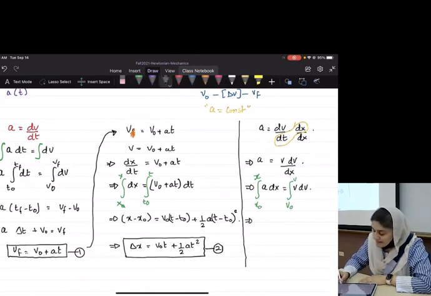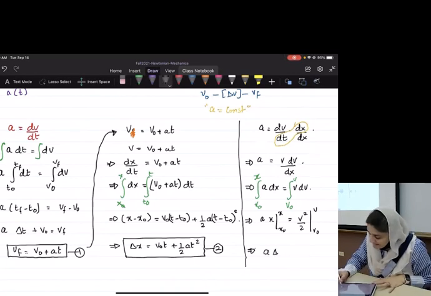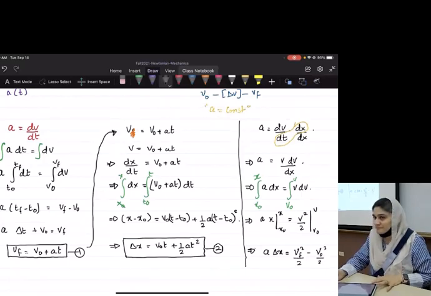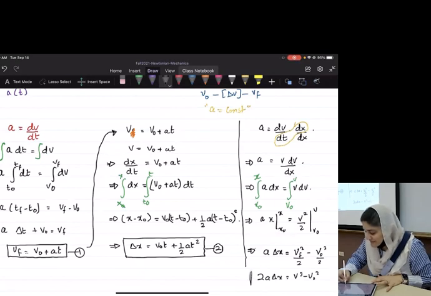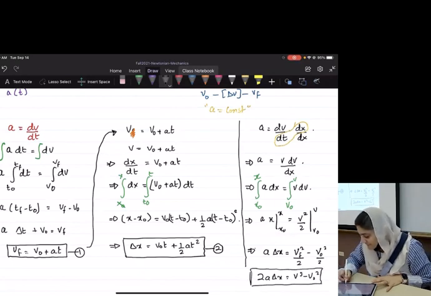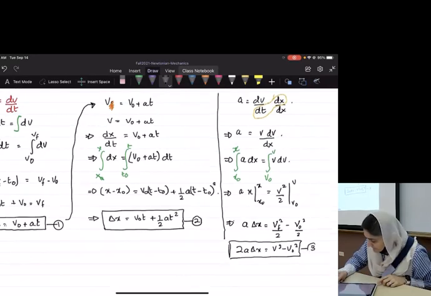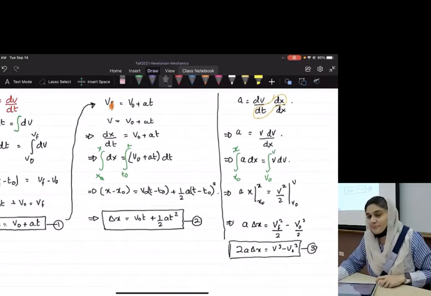So this implies I can write this equation as A x from x0 to x equals V squared over 2 from V0 to V. What do I get? A delta x equals V f squared over 2 minus V naught squared over 2. The 2 can go to the other side. And we have seen this equation a bunch of times. This is number 3.